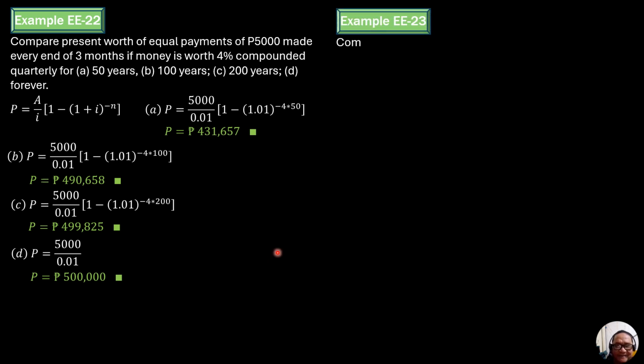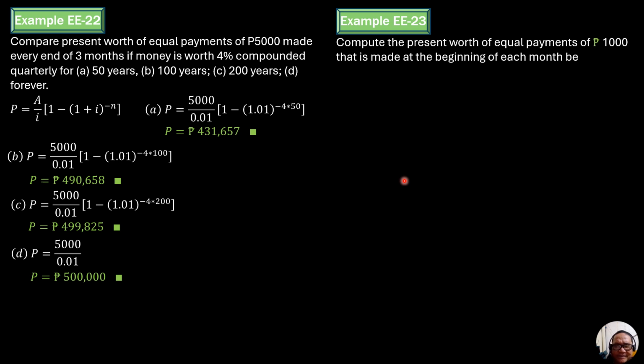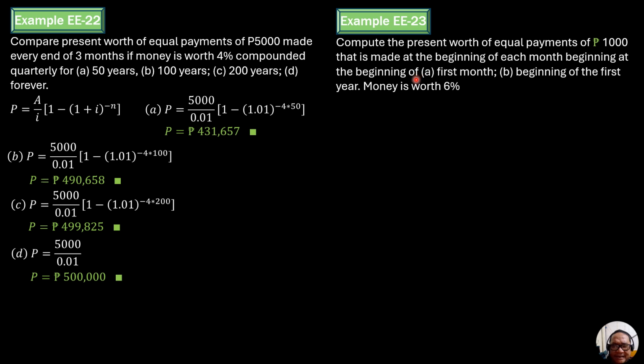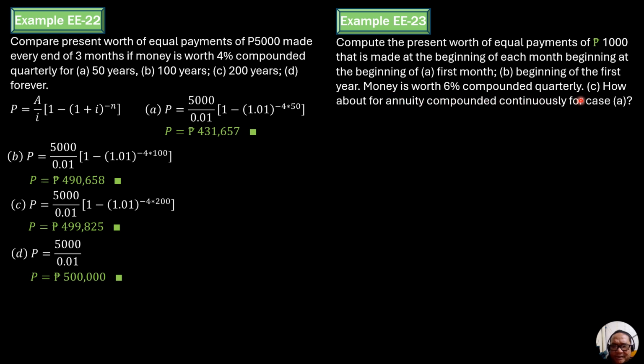So next, problem 23. Compute the present worth of equal payments of 1,000 pesos that is made at the beginning of each month. So this is an annuity due, beginning at the beginning of the first month, then the beginning of the first year. Money is worth 6% compounded quarterly. How about for annuity compounded continuously for case A? So remember, present worth is just A over I for perpetuity.